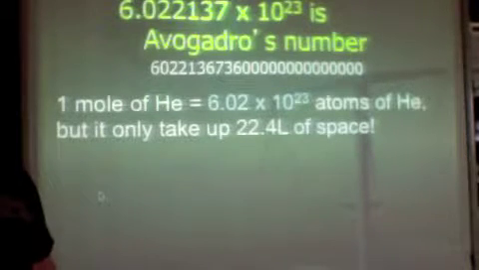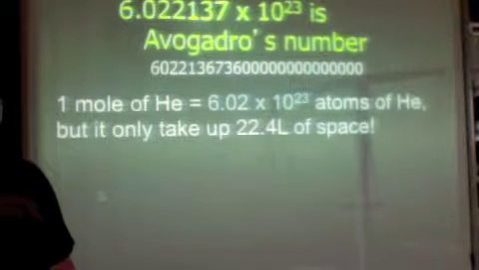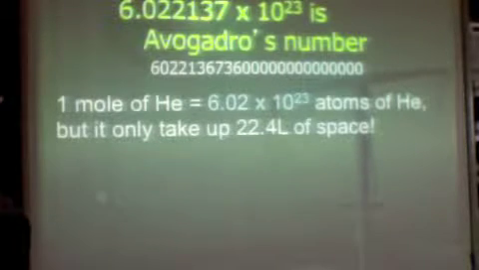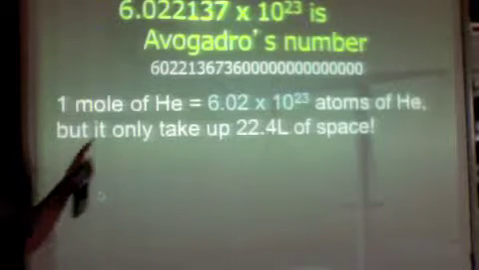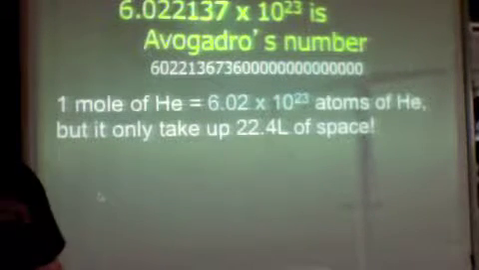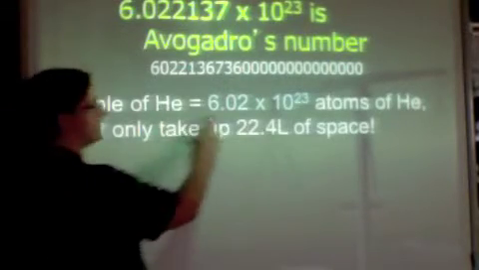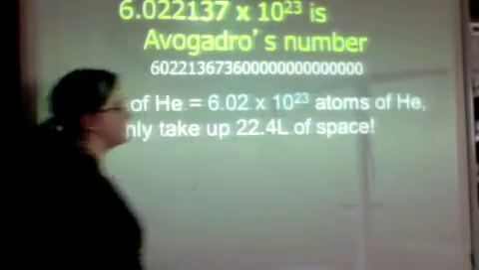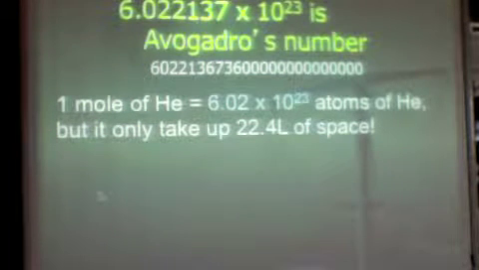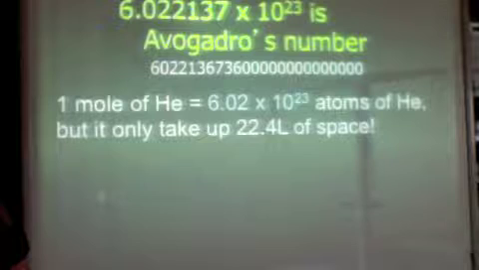Because when you're looking at things at a very small level, like atoms, it's easier to count moles than it is 6.02 times 10 to the 23rd of them. So 1 mole of helium atoms is 6.02 times 10 to the 23rd atoms of helium, but it only takes 22.4 liters of space, which is about 2 regular-sized balloons.